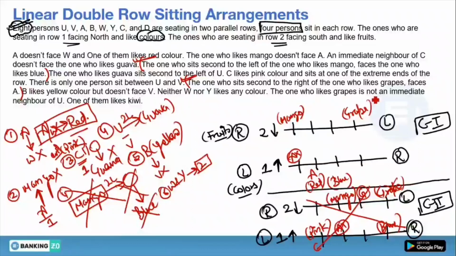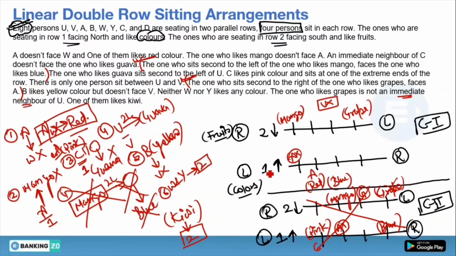W and Y will come on the second row. Okay. The one who likes grape is not an immediate neighbor of U. Immediate neighbor means on the immediate left side of that person and on the immediate right side of that person. So grape's immediate left side cannot be U and grape's immediate right side cannot be U. In our case number 1, on grape's immediate left side there is no seat left, so U cannot come here. On grape's immediate right side there is a seat, and U is blocked there. Okay. One of them likes kiwi. Okay, so kiwi is a fruit which is given to us and kiwi will come in row number 2 only.